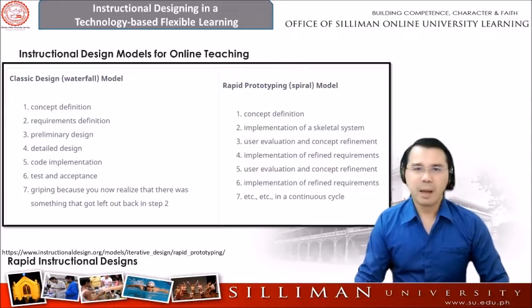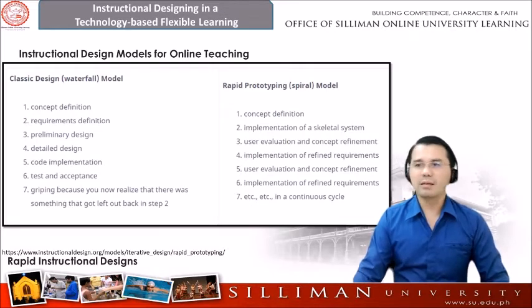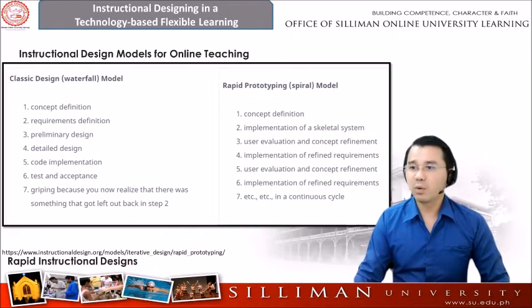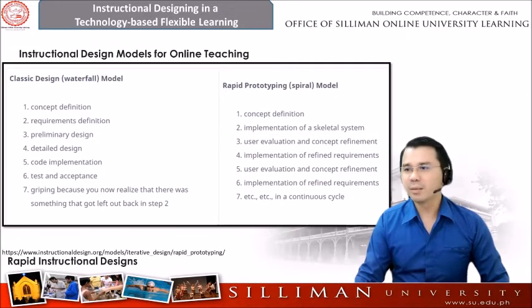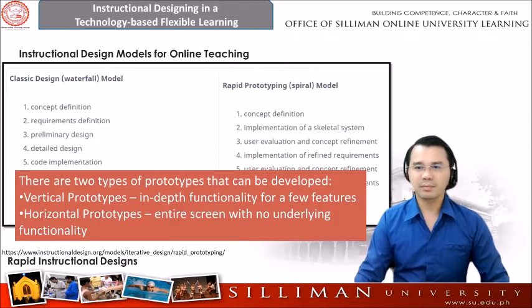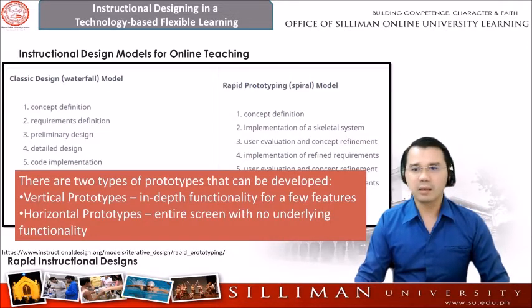Rapid prototyping or the spiral model has these features. It has concept definition, implementation of a skeletal system, user evaluation and concept refinement, implementation of refined requirements, user evaluation and concept refinement, implementation of refined requirements, and so on in a continuous cycle. There are two types of prototypes that can be developed: a vertical prototype, which has in-depth functionality for a few features, and a horizontal prototype, which is the entire screen with no underlying functionality.